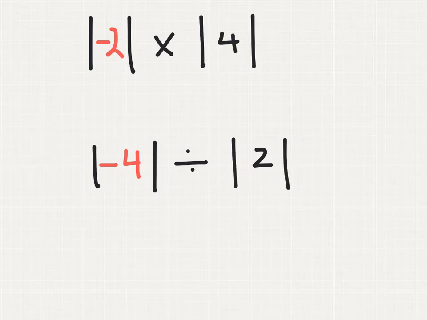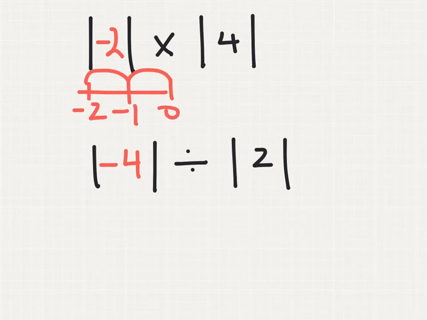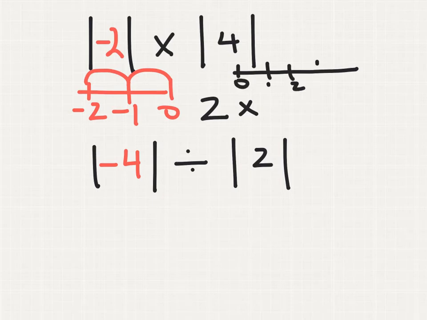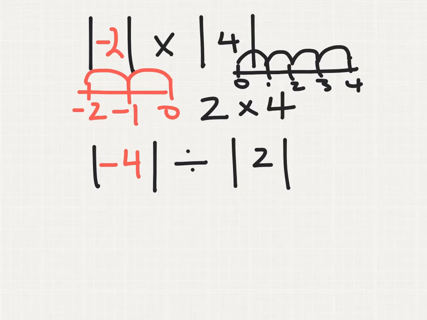Well, we know the absolute value of negative 2 can be found simply by measuring its distance from 0, which we see is 1, 2. So the absolute value of negative 2 is 2, multiplied by the absolute value of 4, which we can also find by simply measuring 4's distance from 0. 1, 2, 3, 4. So the absolute value of negative 2 times the absolute value of 4 is 2 times 4, which we know is 8.